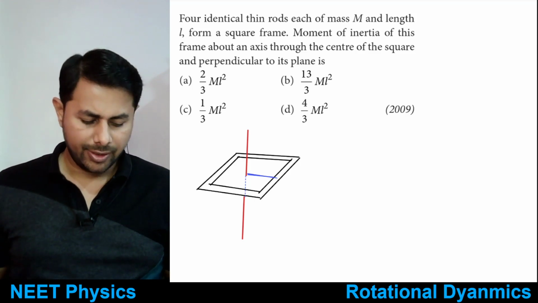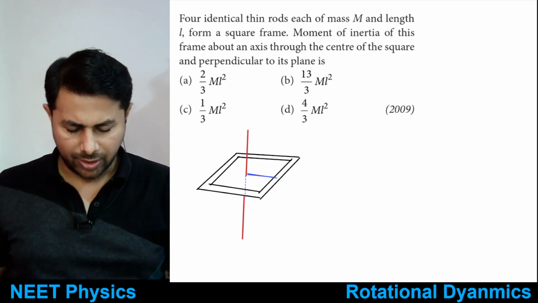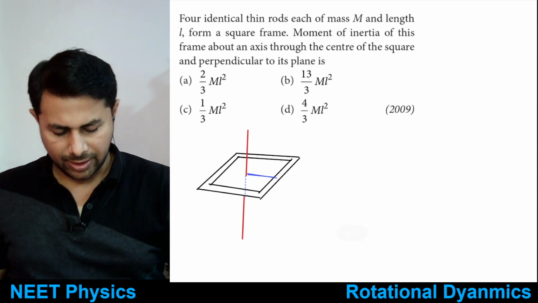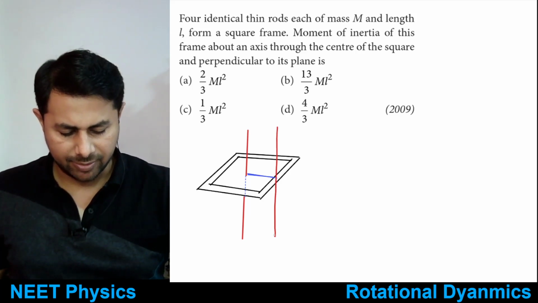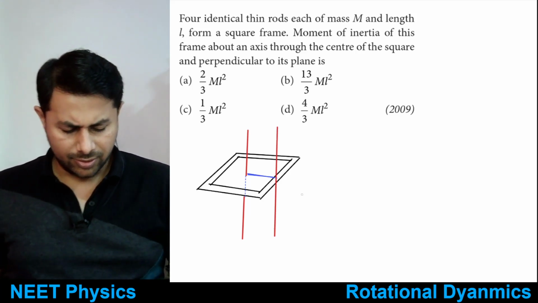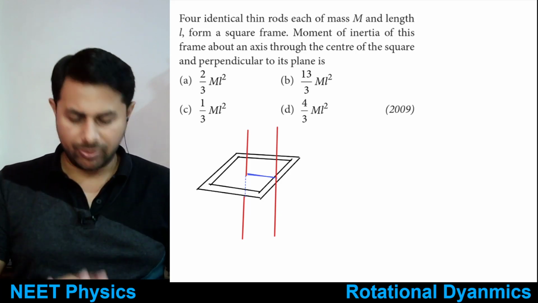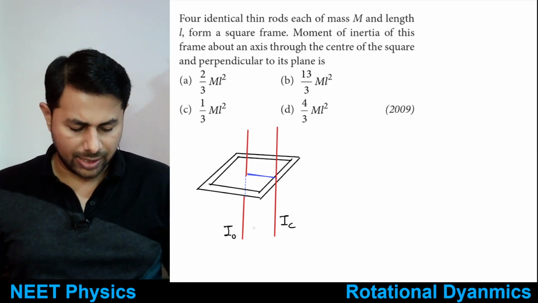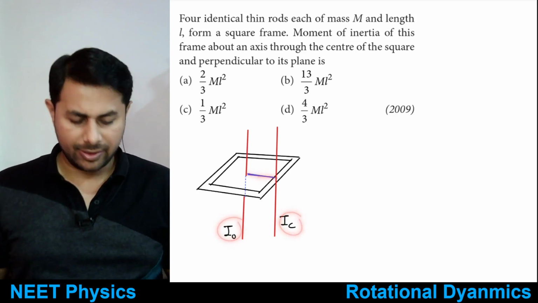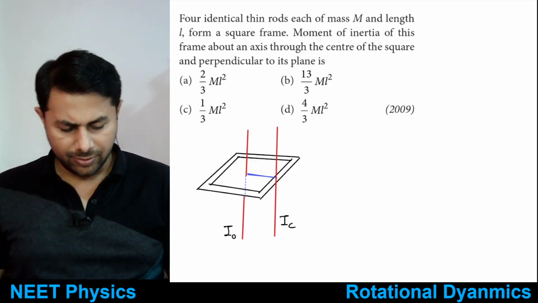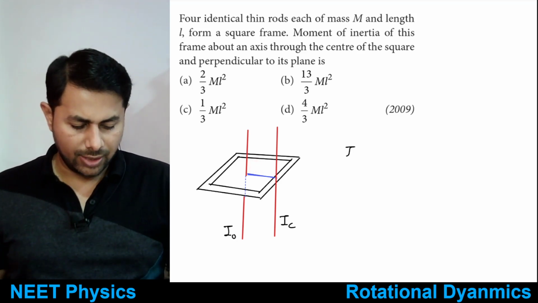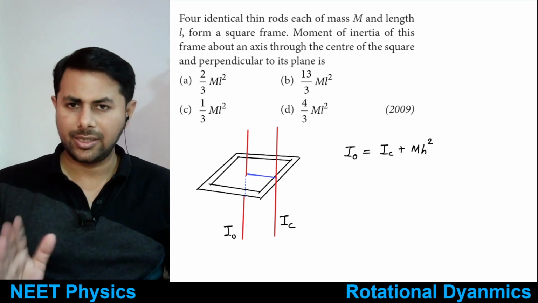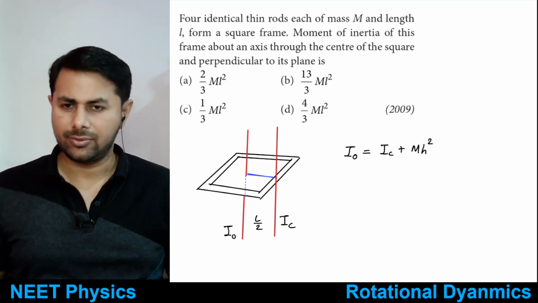This is L by 2, and we know the moment of inertia of the rod about an axis passing through its center of mass, that means its midpoint. You know that. So this is IC. Let's just think about one rod. For this one it is IC and this is IO, and you know IO is equal to IC plus MH square. What is H? H is equal to L by 2, right? This distance is L by 2.